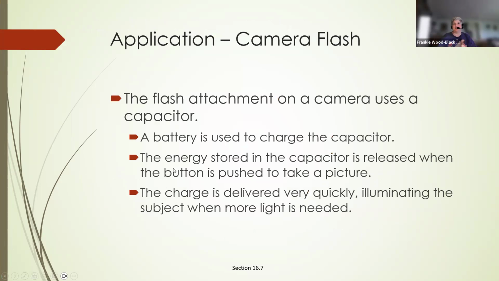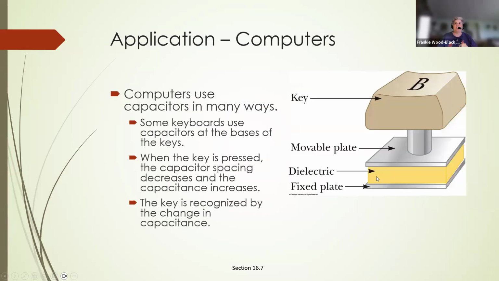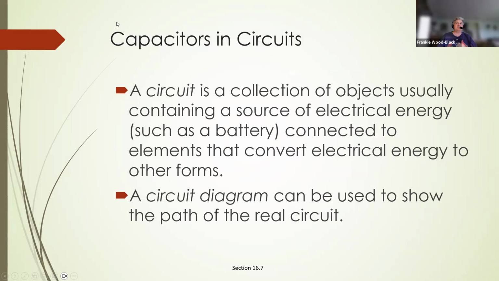So I've already talked about some of these items. Your battery attachment: the battery charges the capacitor, and the flash will come off. So that's one place that you see capacitors pretty easily. There's your key on your keyboard. That's another application. But we use them in circuits, and we're going to see that we use the capacitance to help keep our circuits working as we're dealing with direct current circuits and with alternating current circuits. And so we use the capacitors to help keep our alternating circuits working the way we want them to.